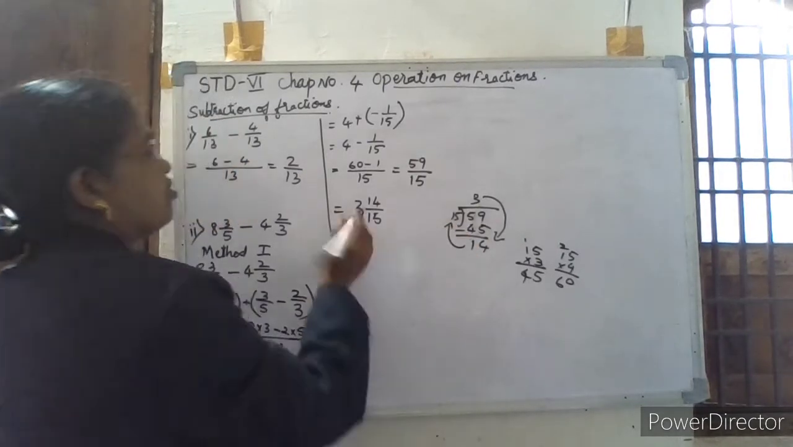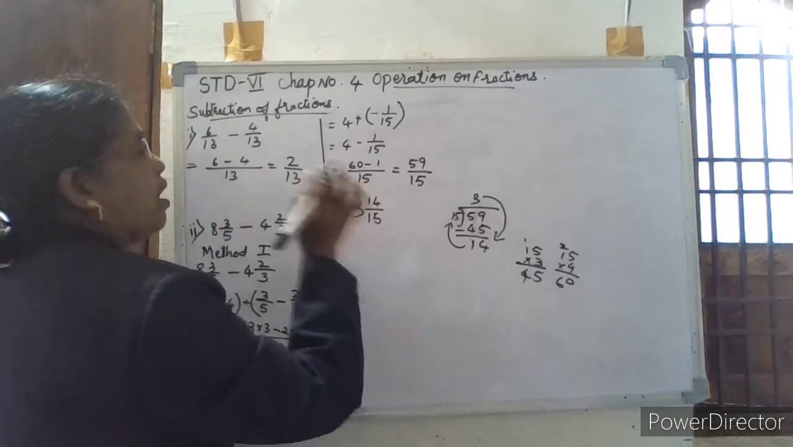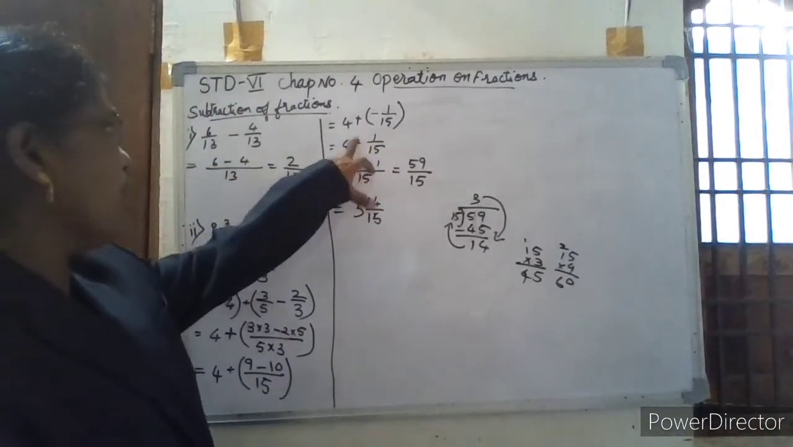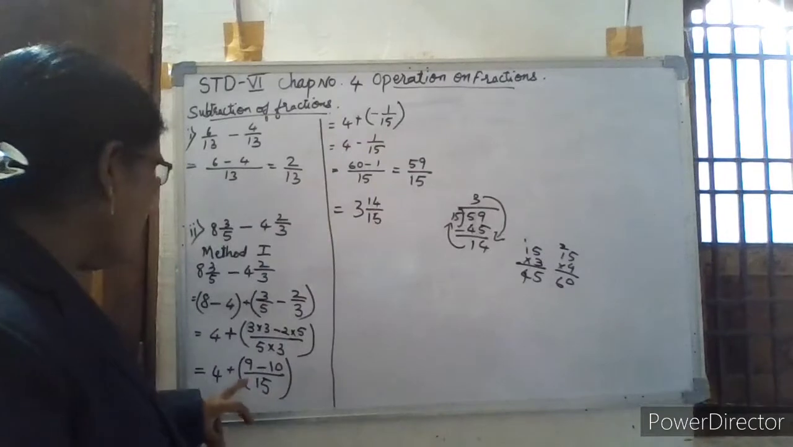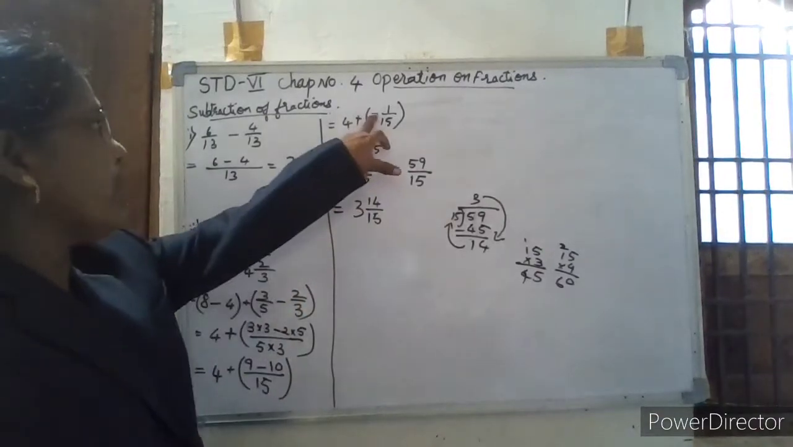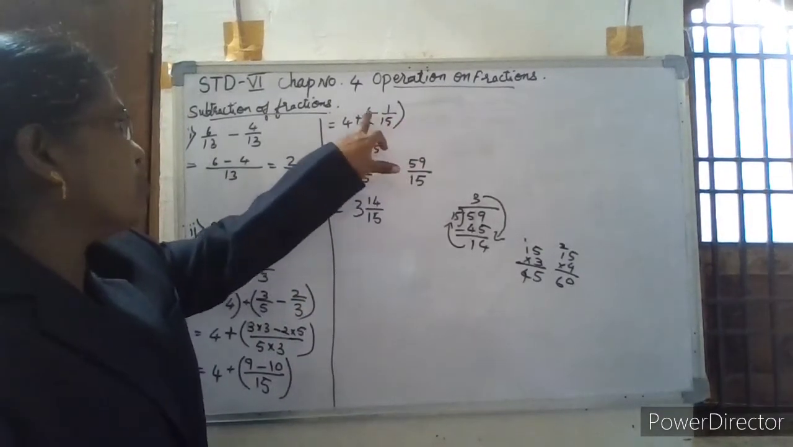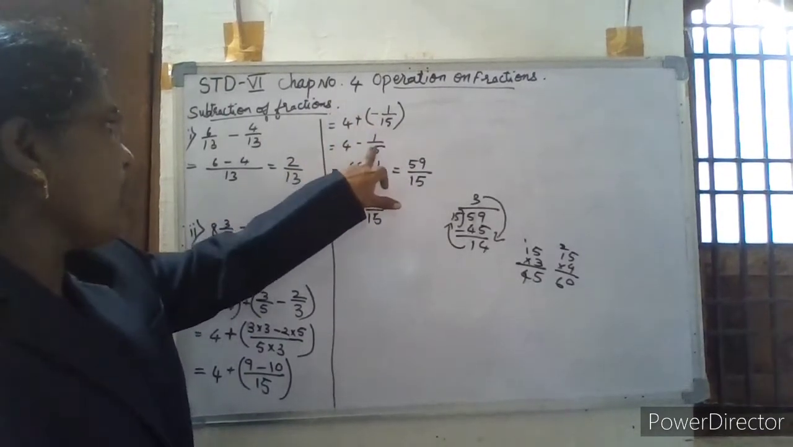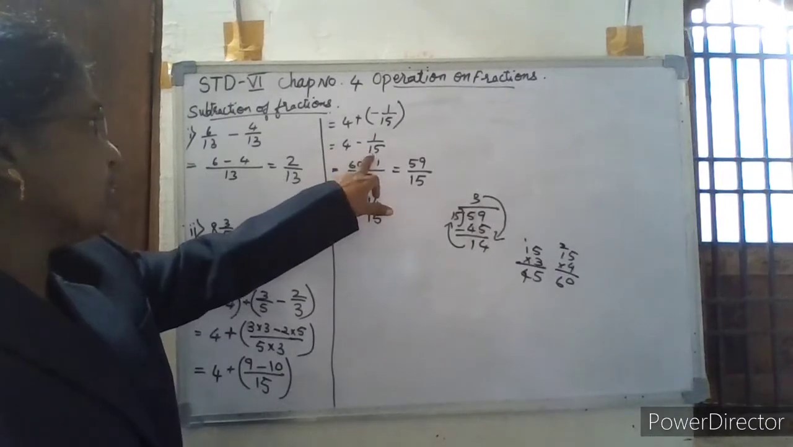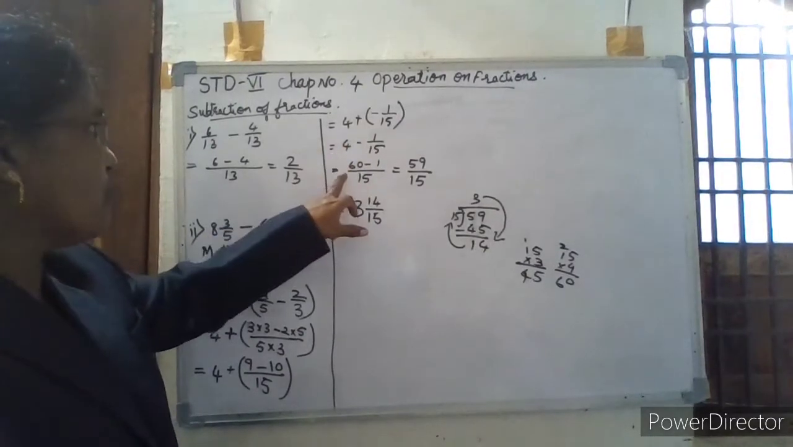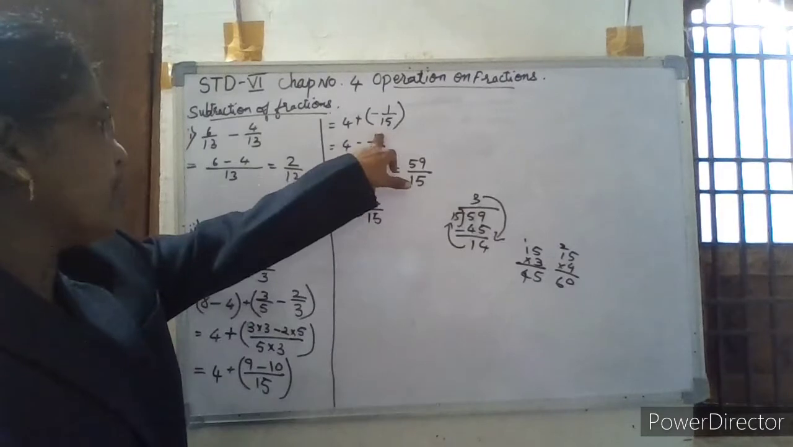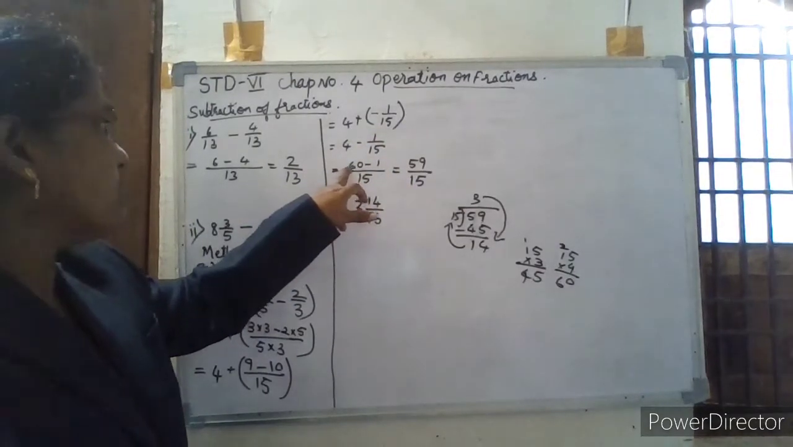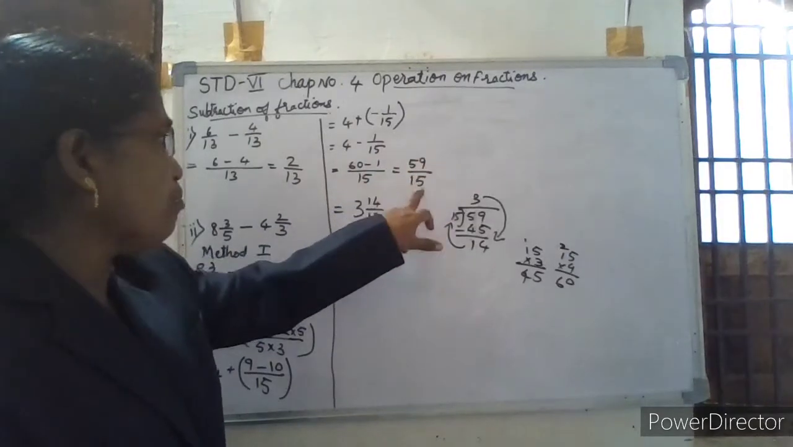So 3 14 by 15 is the answer. This is why, because we got here 9 minus 10, minus 1 by 15. So plus into minus is minus. Then again we have to subtract this by cross multiplication. 15 fours is 60, 60 minus this, the numerator as it is. So 60 minus 1 will give you 59 by 15.